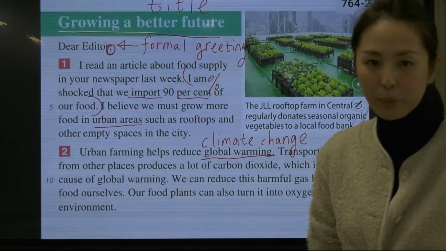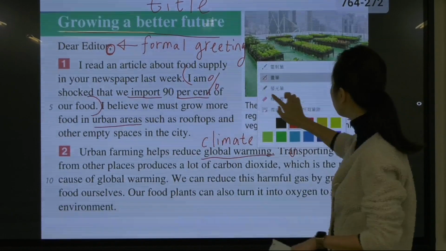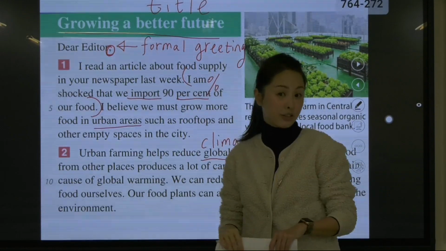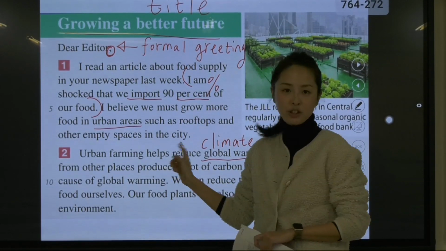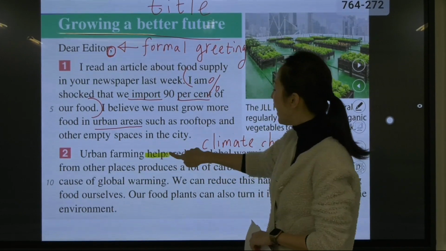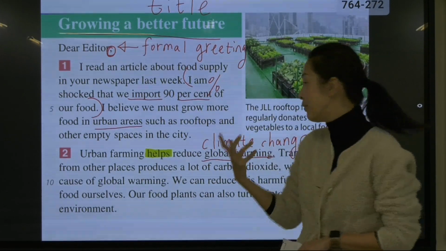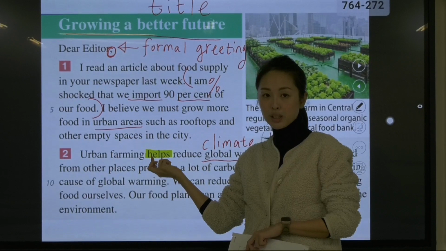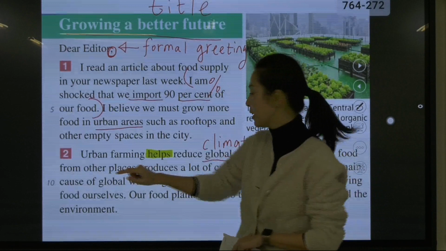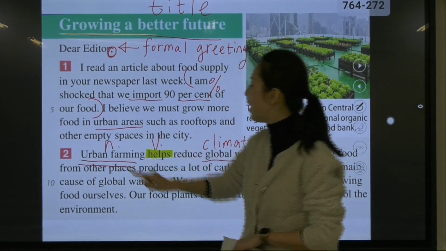What is the verb? What is the verb of this sentence? Can you highlight the verb by yourself first? I think Chibi can do it, right? Lao Cai, Virgil should know the verb. I don't know if you are online. So, helps is the verb. And then if we know that helps is the verb, what is the subject of the sentence? It should be urban farming.